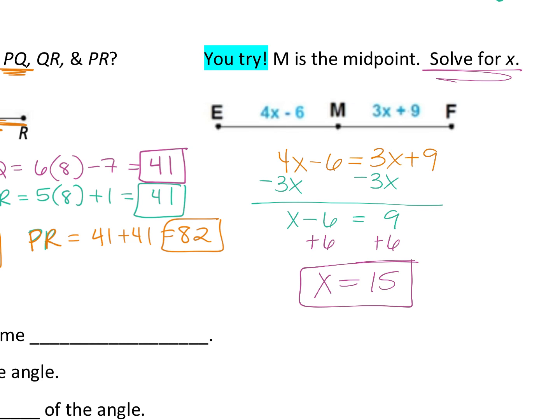Plug 15 into both sides. If you plug 15 in here, that would be 4 times 15 is 60. 60 minus 6 is 54, right? If I plug 15 in here, that's 45 plus 9, which is also 54. So that just means we did it right because we got equal parts, and you should get equal parts when it's a midpoint. Okay? Questions on that?